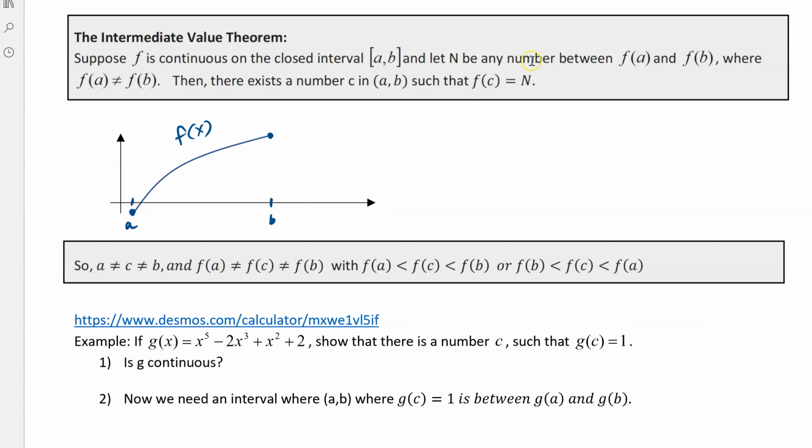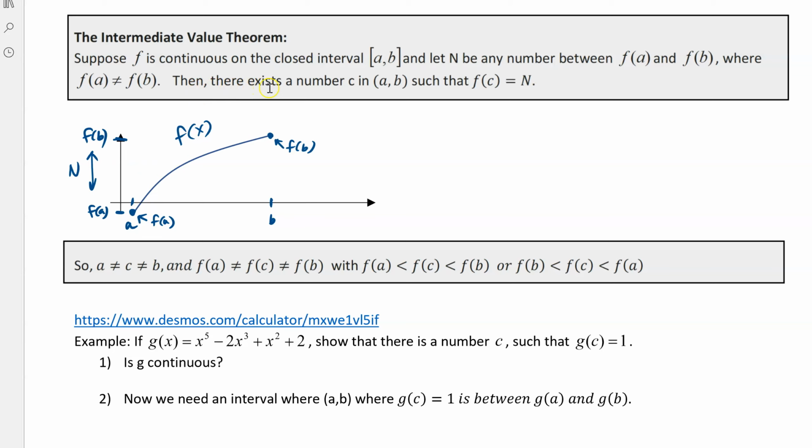Let n be any number between f of a and f of b. So this would be right here. That would be our f of a, and this point would be our f of b. So we have f of b and we have f of a, and our n is some number that is in between these two, where f of a and f of b don't equal each other.